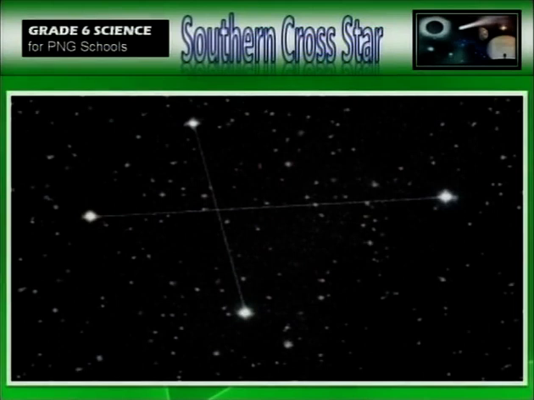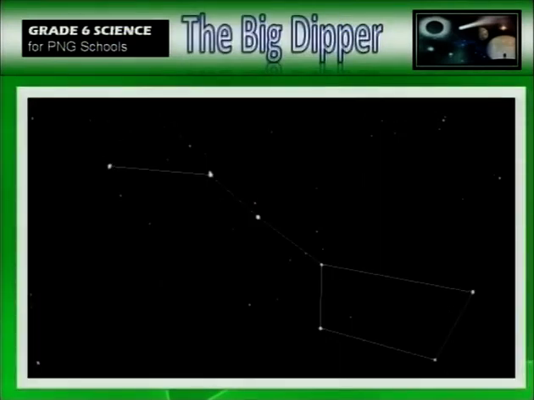And this is the Southern Cross star. During the night, when you look up in the sky, you can see stars. So this is the Southern Cross star. And this is the Big Dipper. You will not see it here, but in European countries, they usually see that star pattern, the Big Dipper, and it represents the bear. The bear.